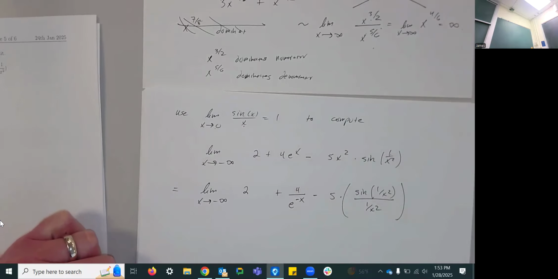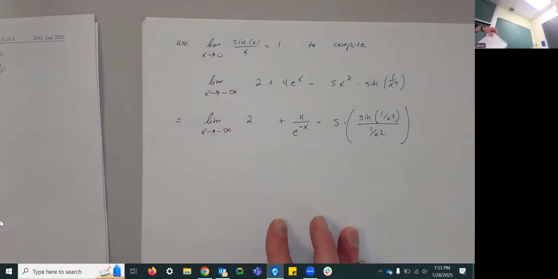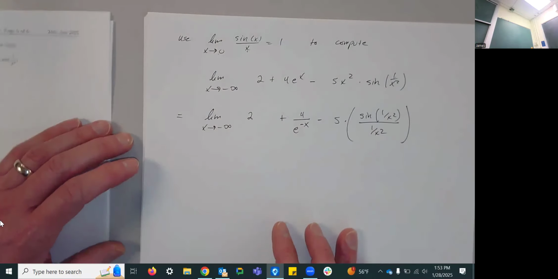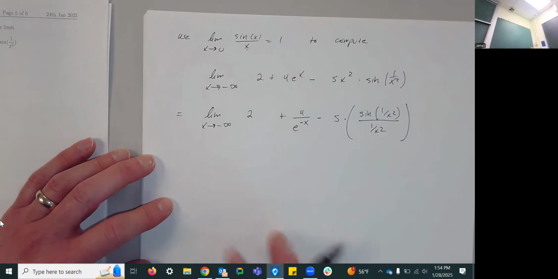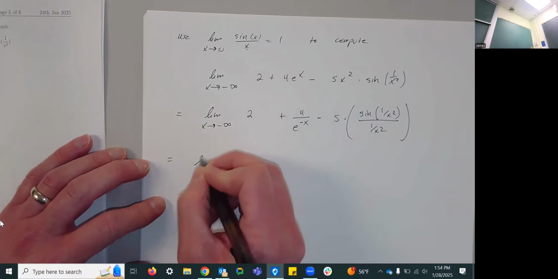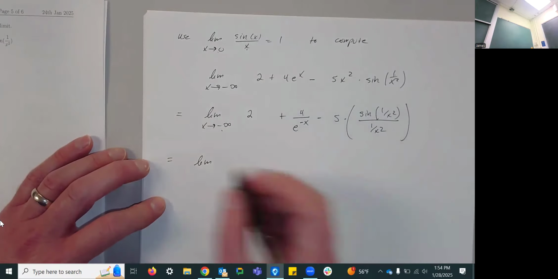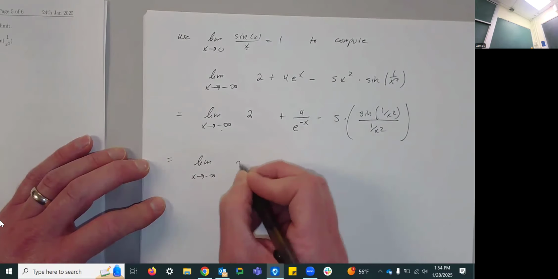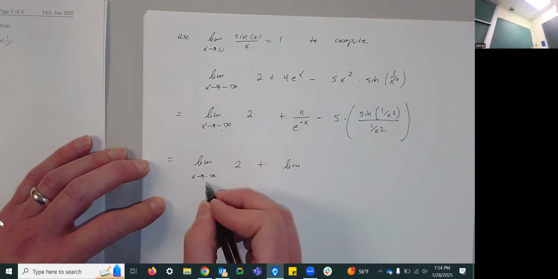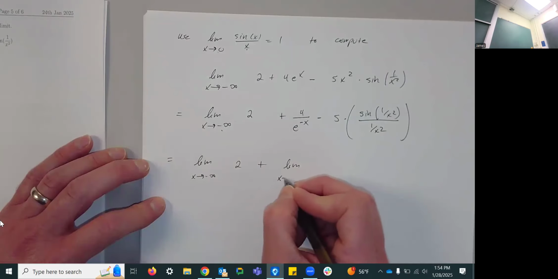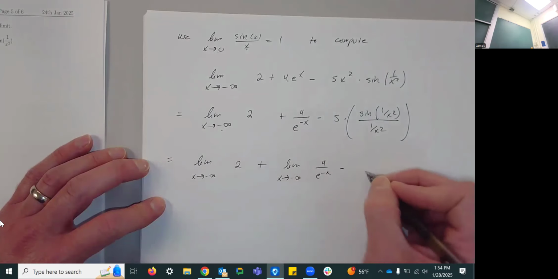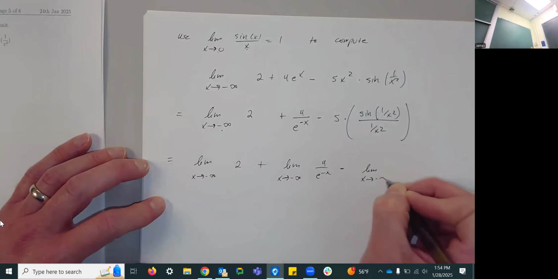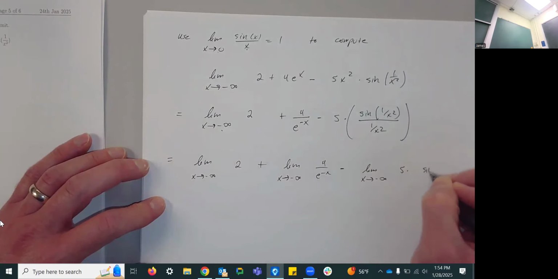And I have a feeling that it would really be appreciated if we showed a lot of steps here. So even though I would probably just say this is 2 plus 0 minus 5 times 1, I imagine he might like you to do something like this and break it up as, oh yeah, the limit of the sum of things is the sum of the limits. So the limit as x goes to negative infinity of 2 plus the limit as x goes to negative infinity of 4 over e to the negative x minus the limit as x goes to negative infinity of 5 times sine of 1 over x squared over 1 over x squared.